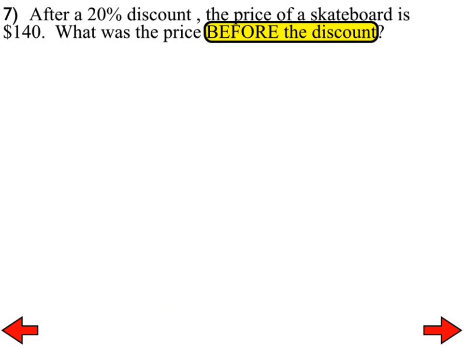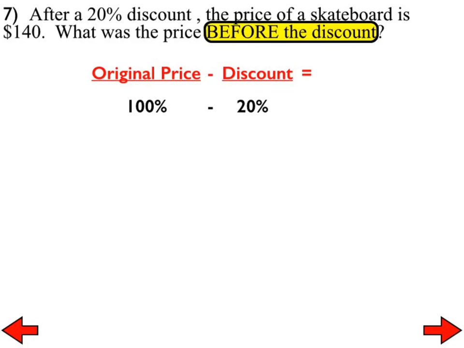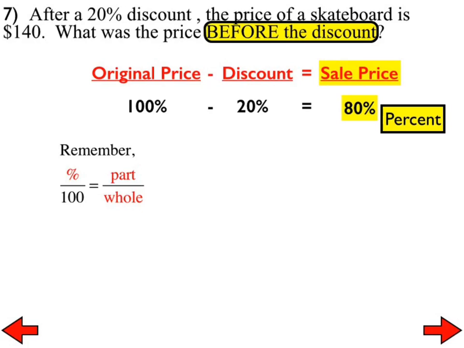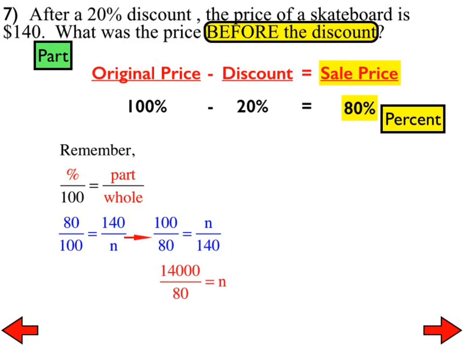All right, so the original price is 100%. We're taking away 20%, which leaves us with 80%. As a proportion, remember the 140 is the part. We need to use the upside down property. I would not have multiplied straight across. I would have heavily reduced this thing right here to at least 10 over 8 at a very minimum before I even started. But regardless of that, we should get $175. That was the price of the skateboard before you got a 20% discount.